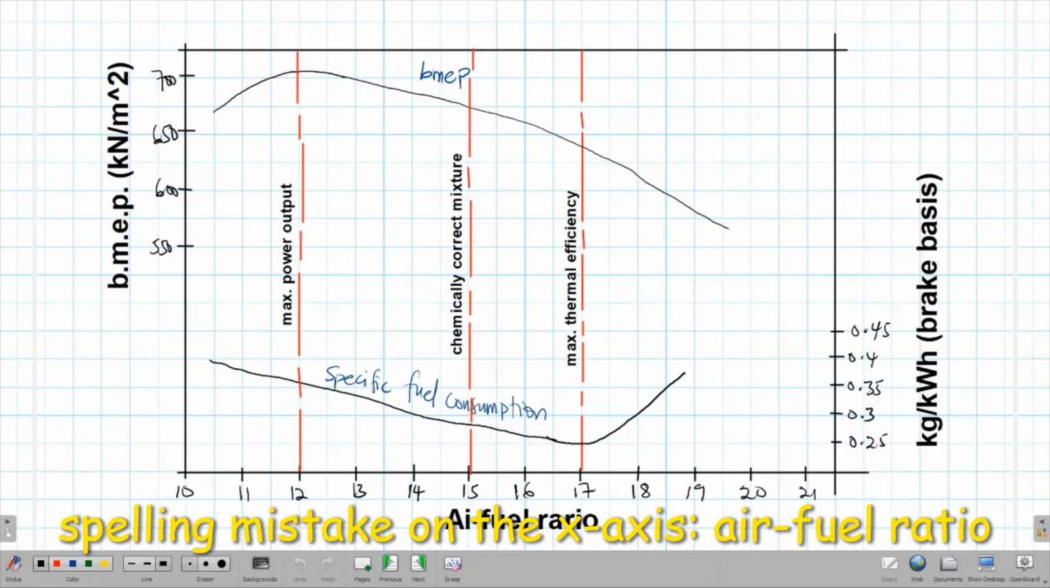In this diagram, the specific fuel consumption on brake basis and the brake mean effective pressure are plotted on the same base, representing the air-fuel ratio. It should be noted that the specific fuel consumption curve is also a measure of the brake thermal efficiency of the engine.